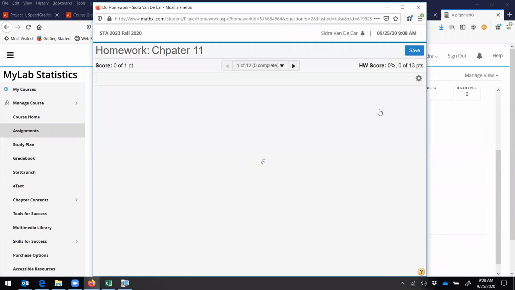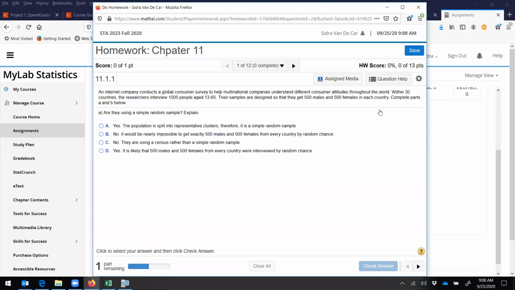Okay, so an internet company conducts a global consumer survey to help multinational companies understand different consumer attitudes throughout the world. Within 30 countries, the researchers interview 1,000 people aged 13 to 65. Their samples are designed so they get 500 males and 500 females in each country. So are they using a simple random sample? No, it would be nearly impossible to get exactly 500 males and 500 females from every country by random chance. I have to plan that out.